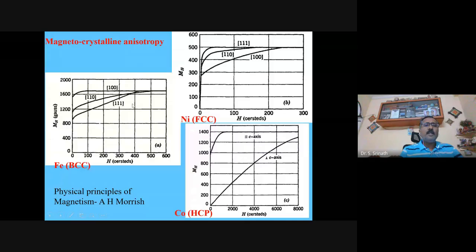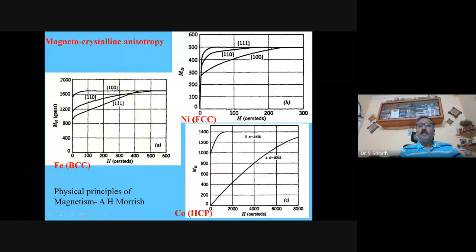And along the hard axis, you see the magnetic field has to do more work. So you need to apply more and more field in order to align the moments along its direction, which is 111, the body diagonal direction. The magnetization eventually saturates. So this, as I told you, is related to the crystalline orientation, and this is a typical experimental graph. People can actually do calculations, and you can also see that this is in agreement with the theory.